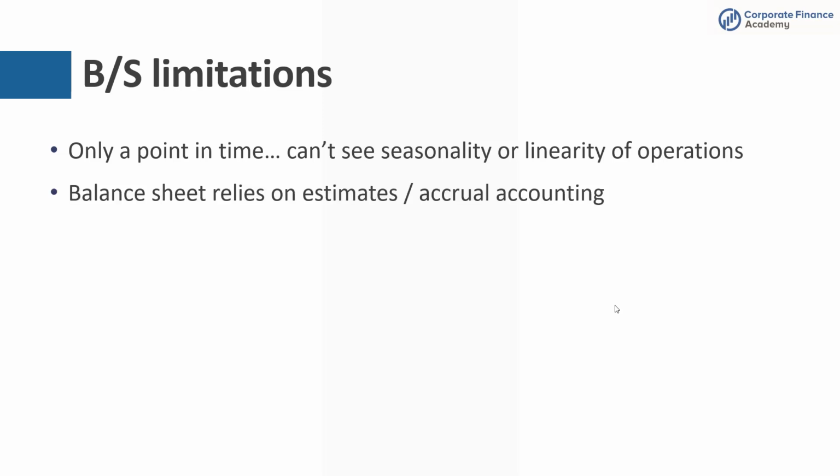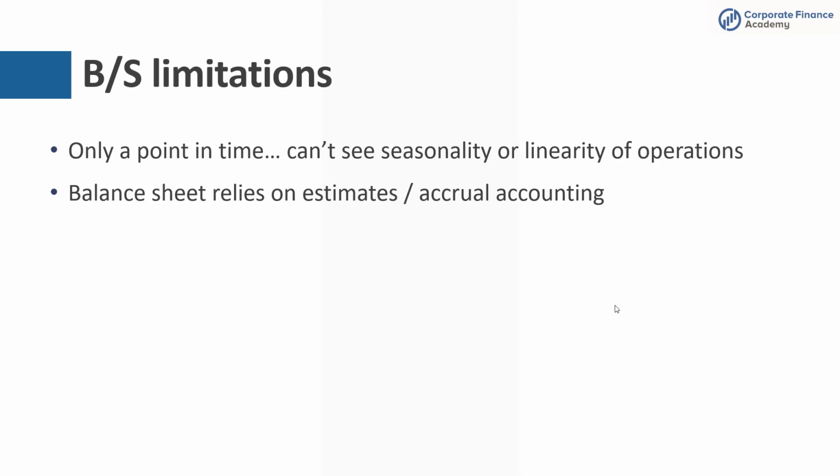So then you move on to some of the limitations. As we mentioned at the beginning, the balance sheet only covers one point in time. You're not going to see seasonality effects. So if you have a business that has a high summer season or low winter season or vice versa, you're not going to see that seasonality, or whether or not the business is more linear, and those can be very important.